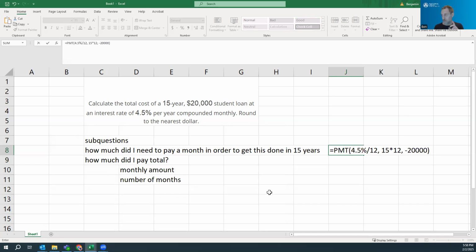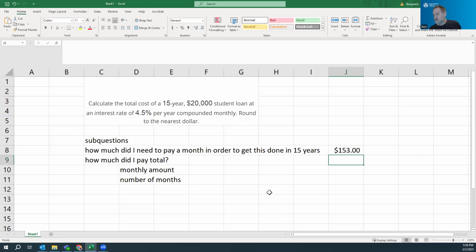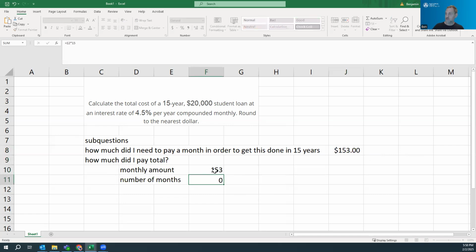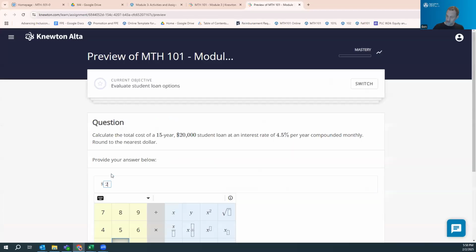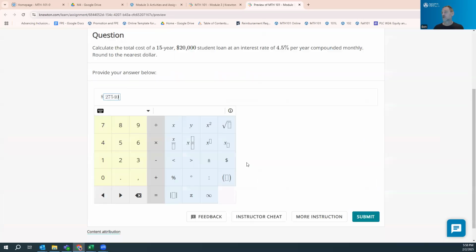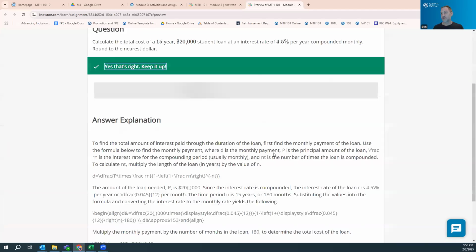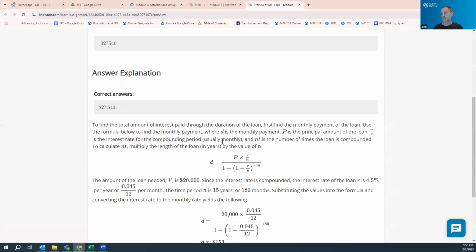Don't put in the comma, but put in a negative sign. And it tells me that I need to pay $153 a month. And so the monthly amount is 153. The number of months is 12 times 15. So if I do 180 times 153, that's 27,540. And that should be the answer they're looking for. Let's see. 27,540. Boom. Right.